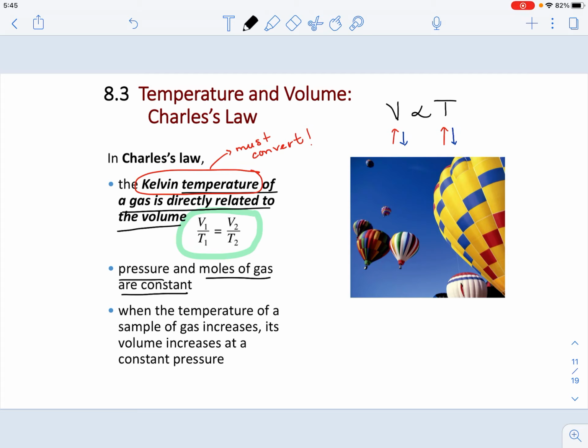Now, as you can see, the last bullet point states, as I mentioned previously, that for temperature and volume, if one increases, the other one increases. So they have the same direction. Okay, so let's look now at a Charles law problem.